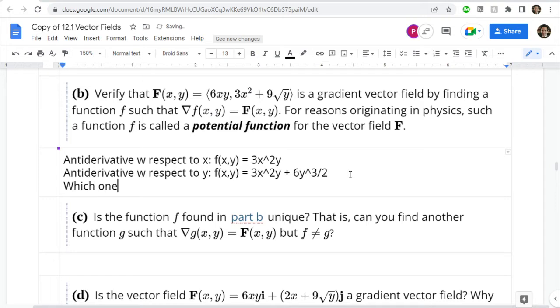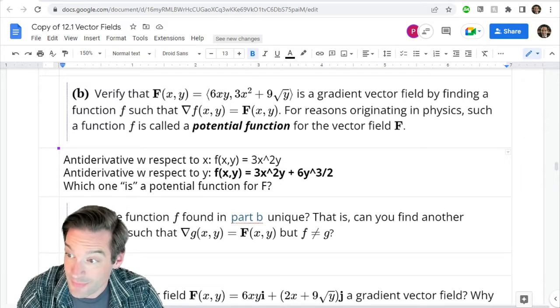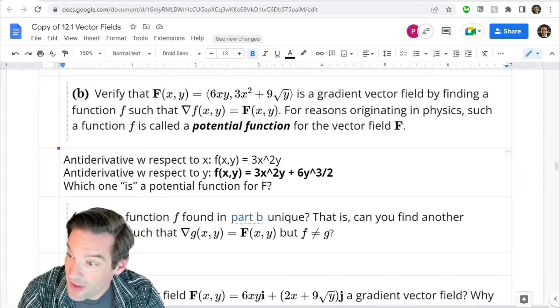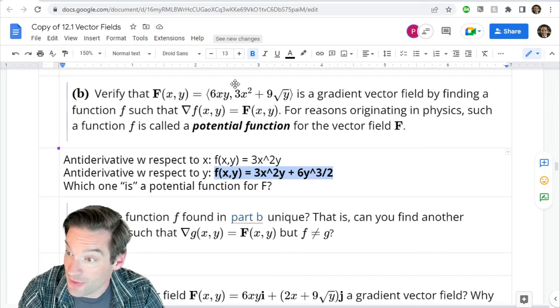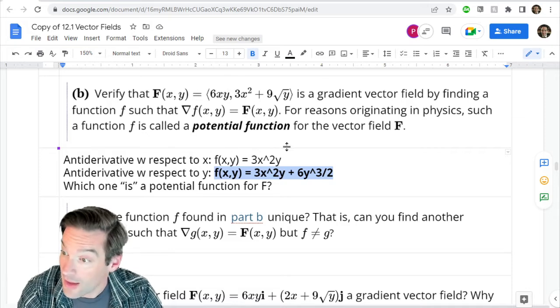So which one is a potential function for f? The second one, right? Because if you partially differentiate with respect to x, you get the 6xy, which is what you want for the x component. But then if you partially differentiate with y, you get the y component. So looks like the second one is pretty good. The second one looks like it should work, because as you say, when you take the y partial derivative of this second example, the x partial derivative gives me 6xy, so that works. And the y partial derivative gives me 3x squared plus 9 square root of y, so that seems to work.